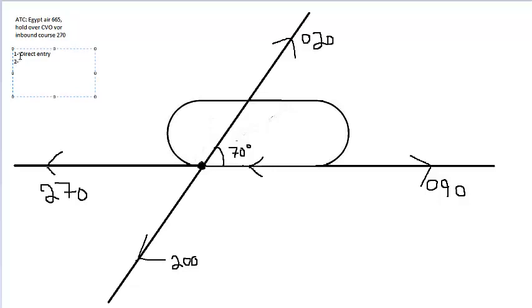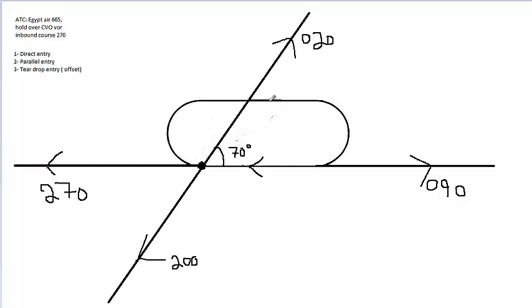The second one is called a parallel entry. And the third one is called the teardrop entry, sometimes called the offset entry. Alright, so let's start explaining one by one.